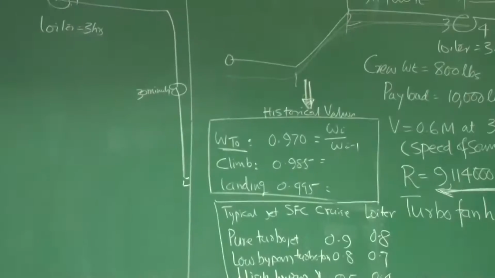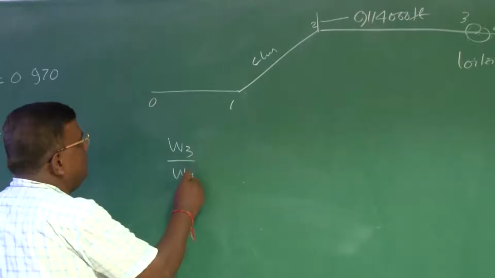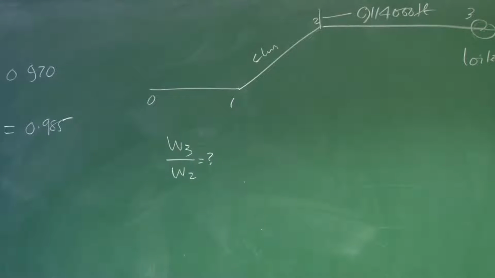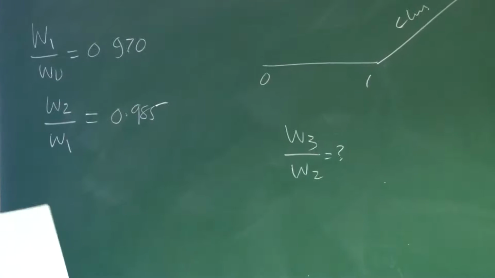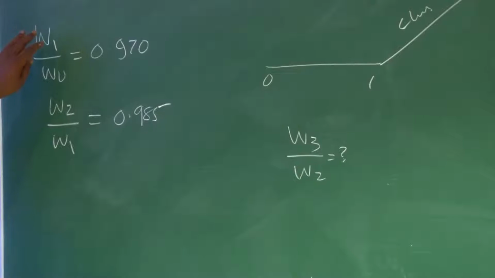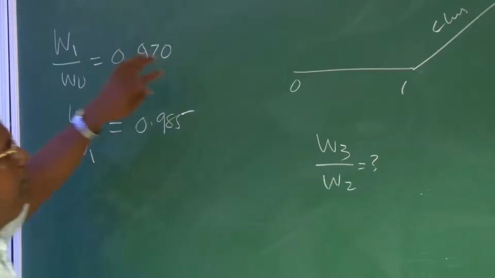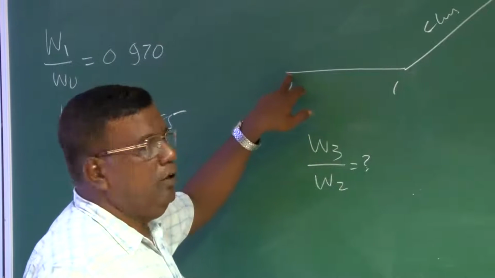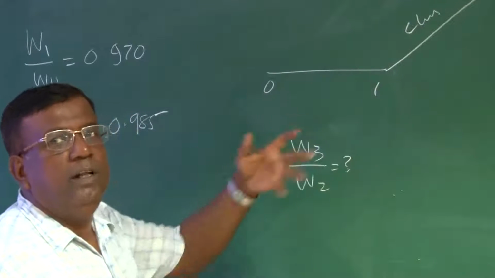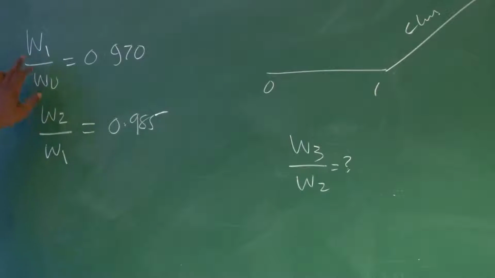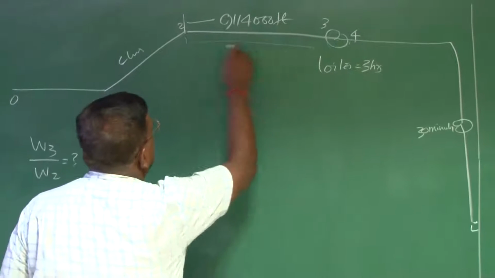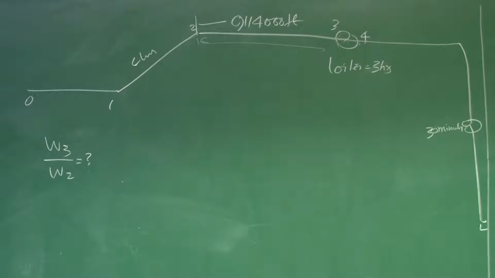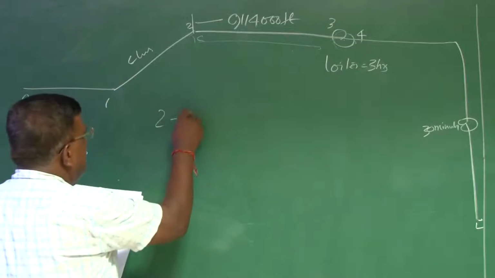Okay. Now what is W3 by W2? Why are we interested in W3 by W2 or W2 by W1 or W1 by W0? I am trying to see what is the weight W1 after it has done the operation from 0 to 1. So that will give me the fuel consumption, because W0 minus W1 will be the fuel consumed at that point. So W3 by W2 will be the fuel consumed during this operation, once I know W2. So we know 2 to 3 is cruise.